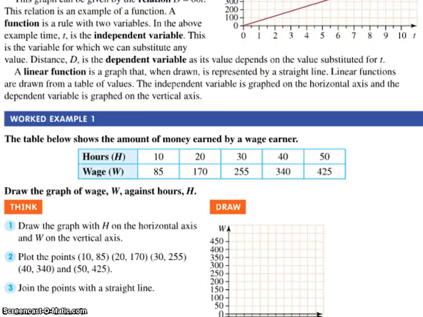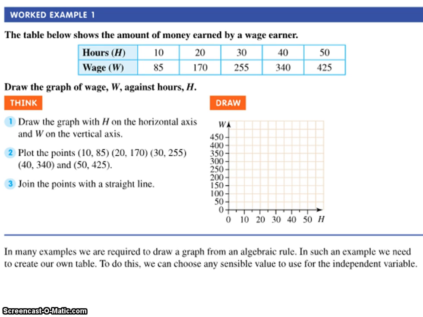So we're going to have a look at worked example 1. The table below shows the amount of money earned by a wage earner. Now, the wage is the dependent variable when you think about it, because depending how many hours he works, or she works, don't be sexist, depending how many hours they work, that will change the amount of money they get. Okay? So what we're going to do is we're going to do a table of values. They've already given it for you. They've given you 10 hours, 20 hours, 30 hours, 40 hours, and 50 hours. And then they've calculated the wage. They haven't given you a formula. All this is doing is practicing plotting the points and drawing the line.